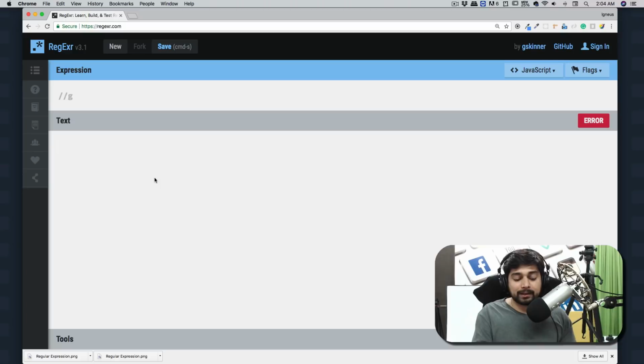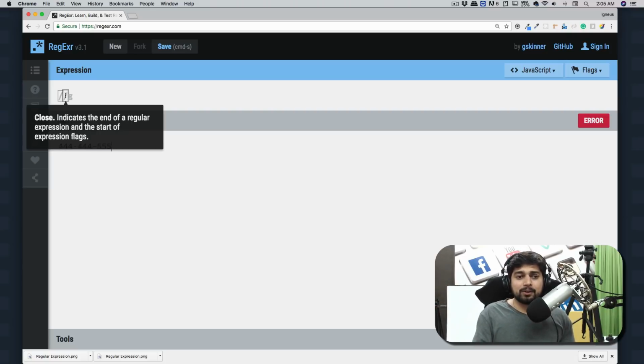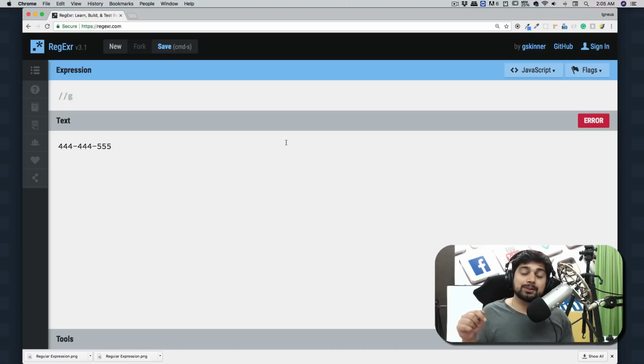Now let's just say we want to match something. Let's say we have a phone number, say 444, then a dash, 444, and a dash, and 555. Let's say this is a phone number. We want to match it. How can we match it using character set and range? Let me show you that. Obviously, we'll learn better ways of doing that as we progress. But right now, in this range, I'm going to put 0 to 9 here. And notice it matches everything here. But let's say I want to match exactly this pattern. So I can say the first character here can be from 0 to 9.